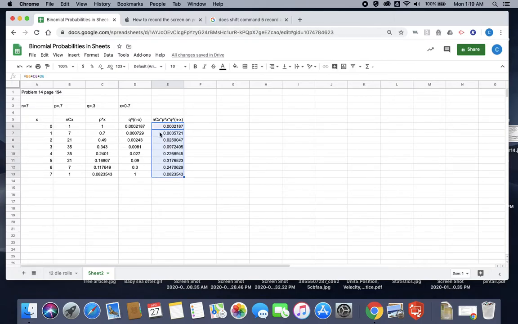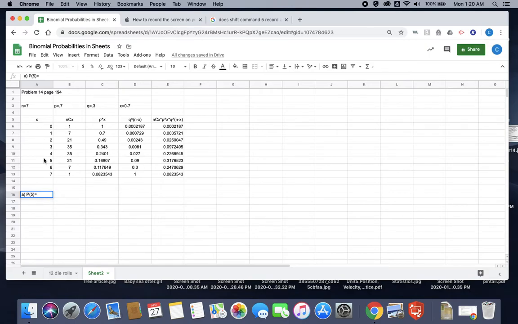So we've created the entire binomial distribution here in just a few seconds. We've calculated all these probabilities. Now we're going to answer the questions that they ask on this problem. Question A says, find the probability that the surgery is successful for exactly 5 patients. Probability of 5.